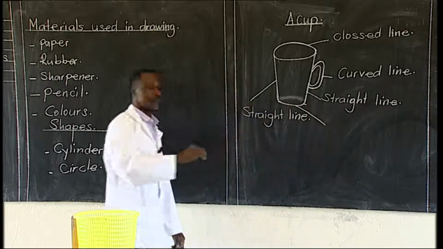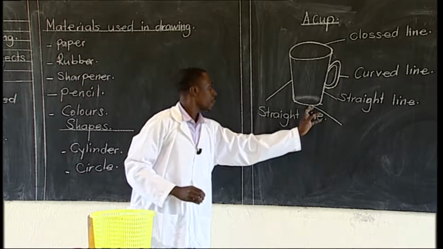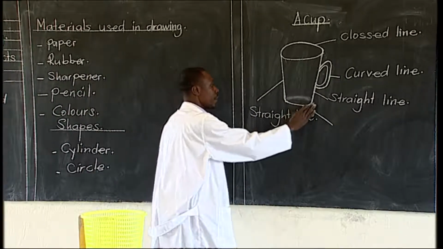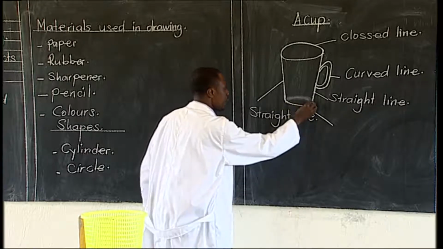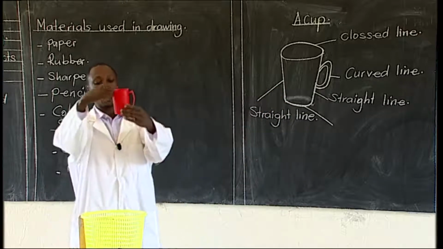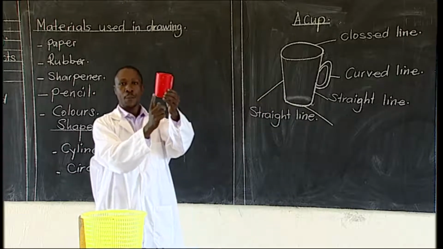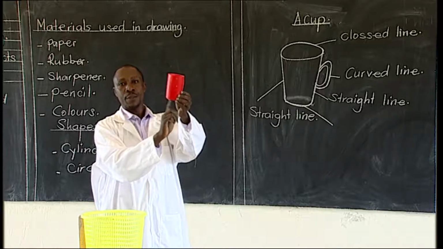I want a girl. Tell me which type of line is this one? This part from here up to here. This part here. The bottom part of a cup. This part here. Who can tell me the type of line which is here?